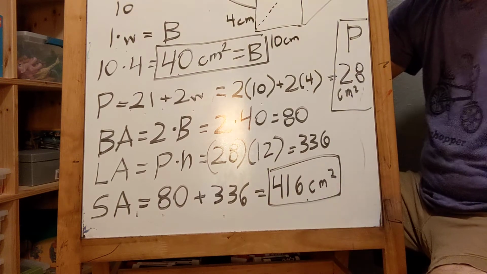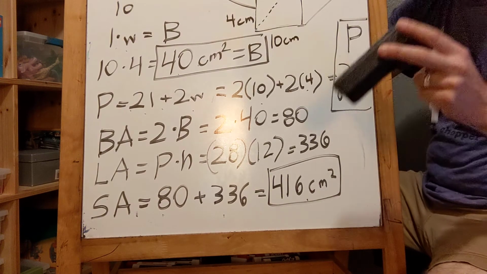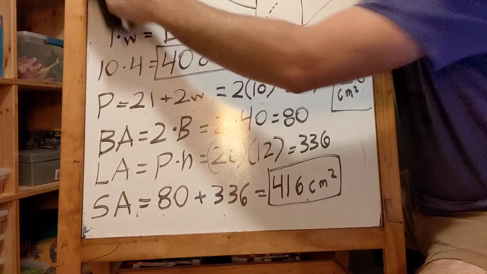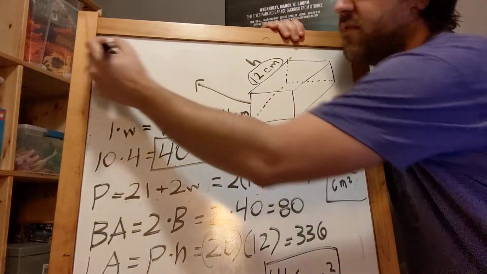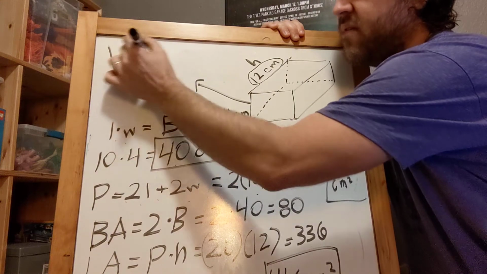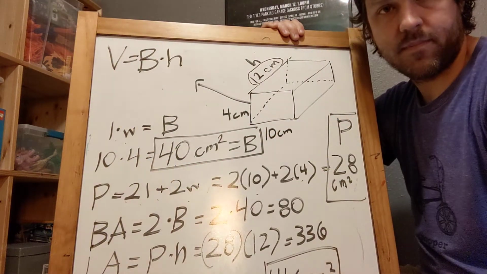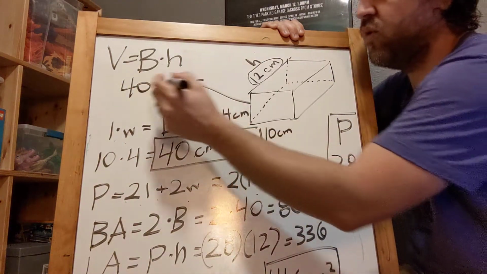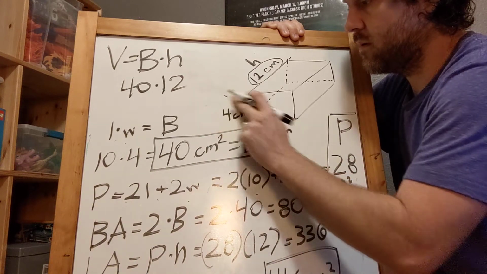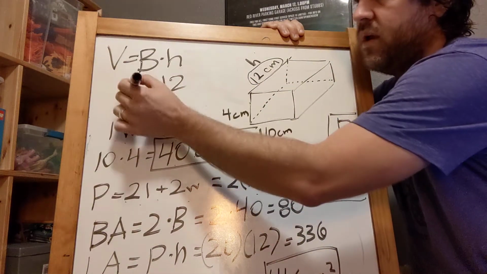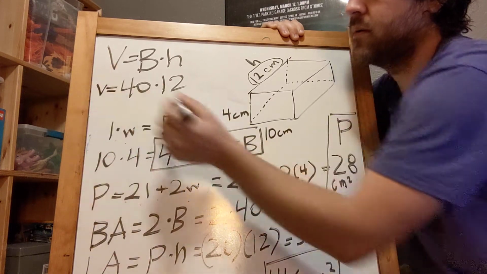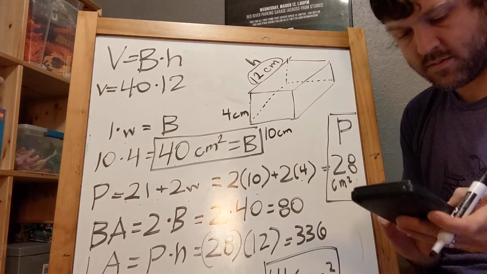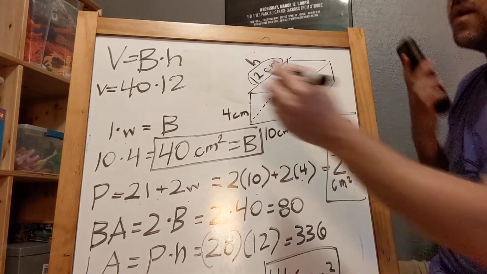Okay? And then I'm going to do a quick erase here because I want to fit all of this information on one page. So let's say we got our base. All I have to do to find the volume, I already have everything I need. The volume is the base times the height. So then I do 40 times 12. 40 times 12 is the volume. And I'll calculate that. 40 times 12 is 480.